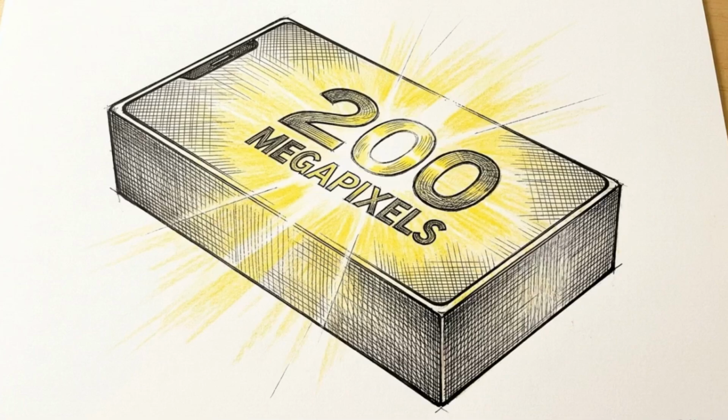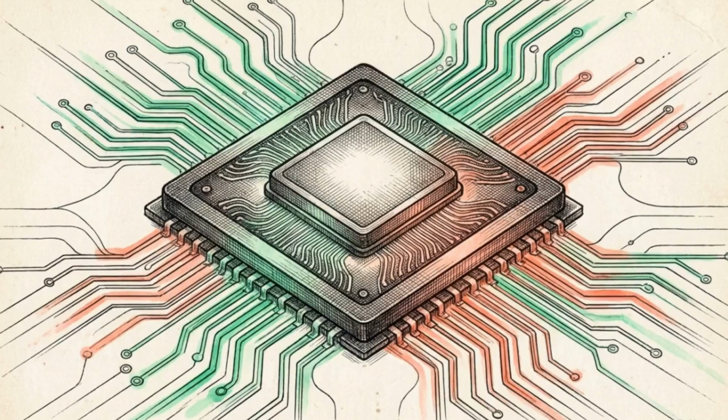The megapixel count printed on the back of the box is a marketing tool. The actual quality of your photographs is dictated by the silicon powering the device.